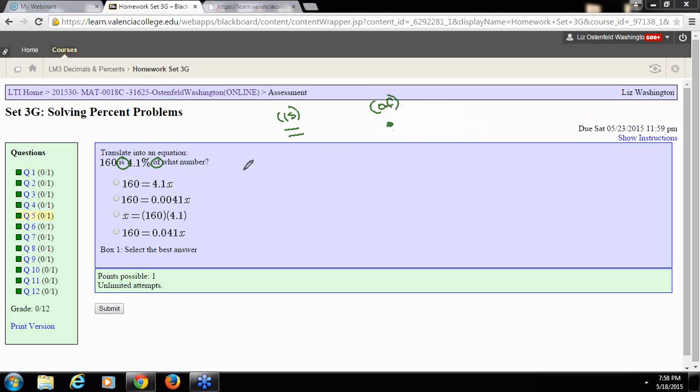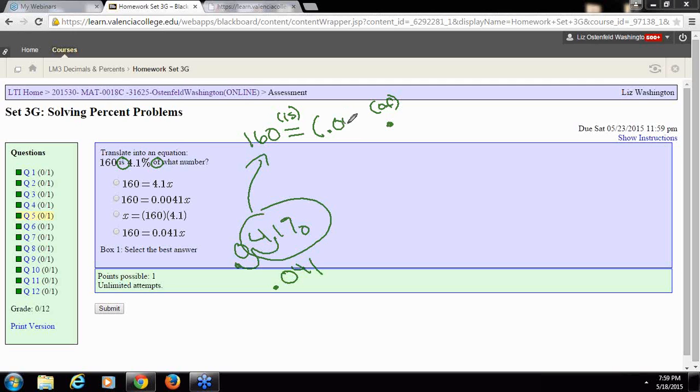And the word of is always multiplication. Okay. So we're going to start with the 160. 160 is just 160, right? 160 means 160 equals. Now the thing here with the 4.1%, whenever we're plugging stuff into an equation, we don't want the percent symbol. So we need to go ahead and convert this percent to a decimal by moving 2 places. So 4.1% is the same as 0.041. So that's the number we would actually use in our equation.